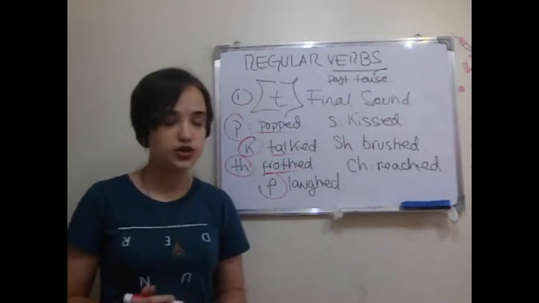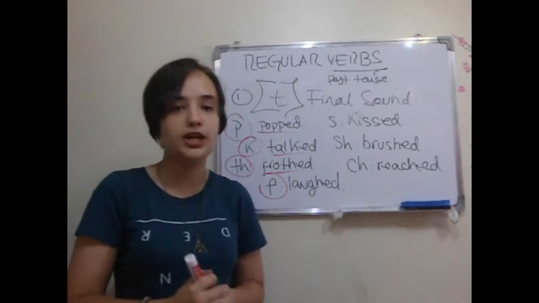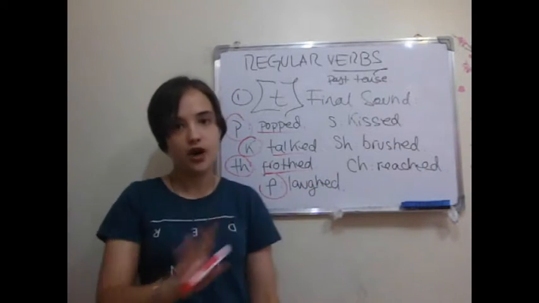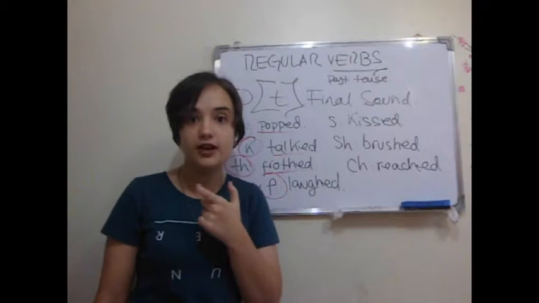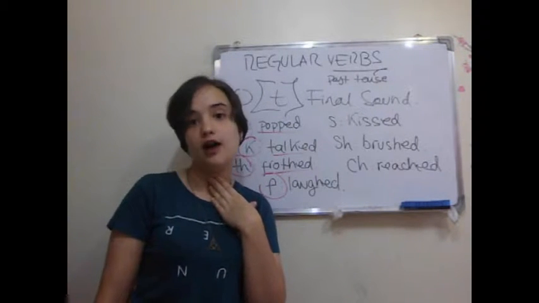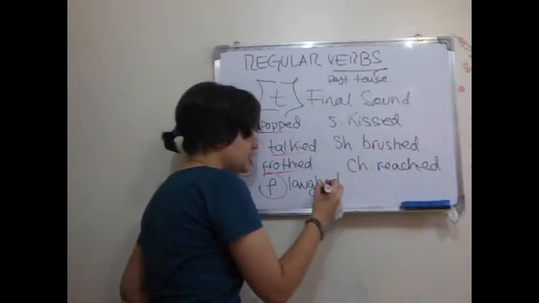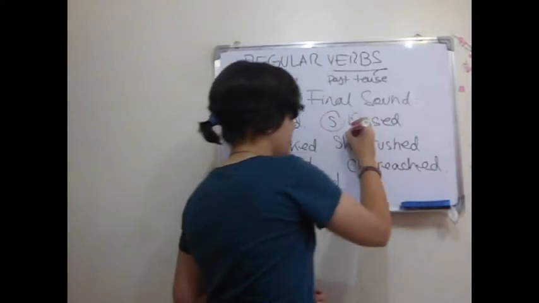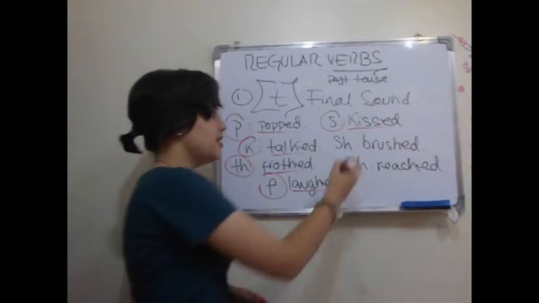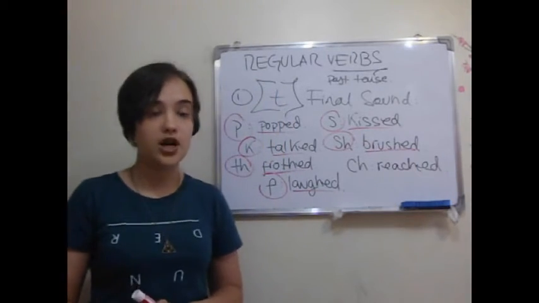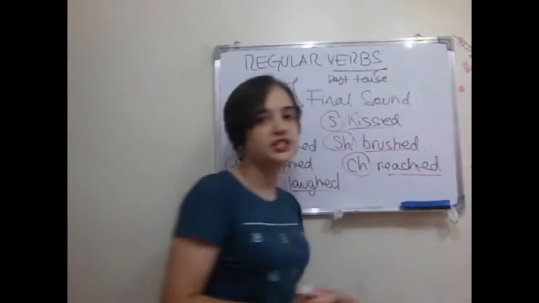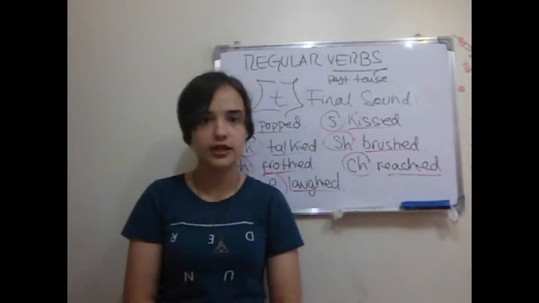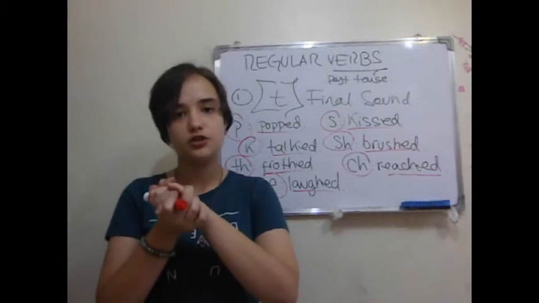The F sound. Okay, this is a clear example of why we need to keep the sound as the principal thing, because here there's no F obviously, but the sound of laugh is an F, which is voiceless. So it is said as laughed, okay, with a T at the end. The S, kissed. Brushed. Reached.